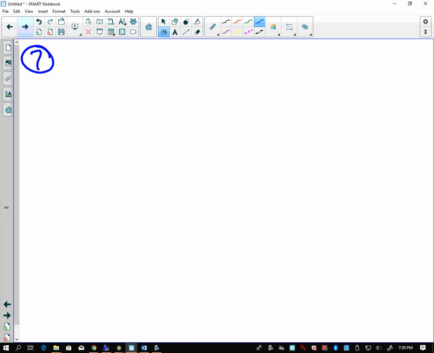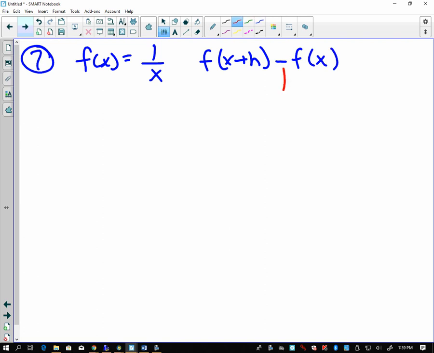Number 7. All right, we've got f of x is 1 over x. They want us to find f of x plus h minus f of x. This part right here screws more of you up than anything else. All right, we want f of x plus h, so that is 1 over x plus h, minus 1 over x. Well, we need a common denominator here.